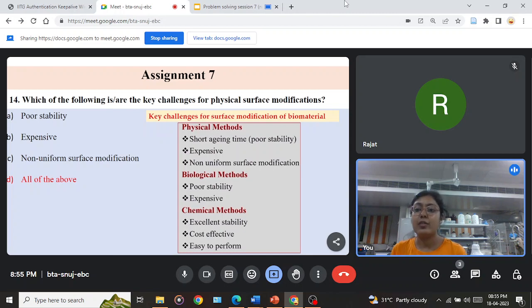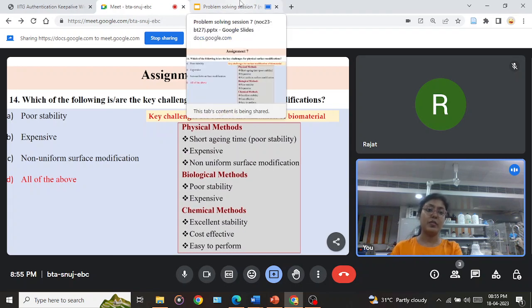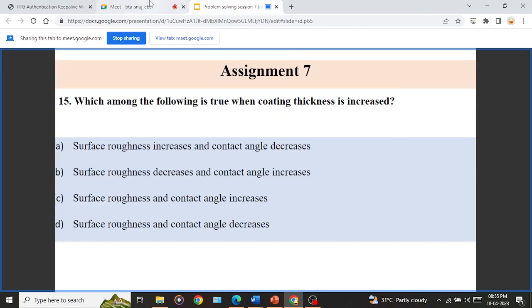So the answer for question number 14 is all of the above. That is, for physical surface modification, the key challenges faced are poor stability, expensive nature, as well as non-uniform surface modification. Okay, so we can move on to the next question if there is no doubt.